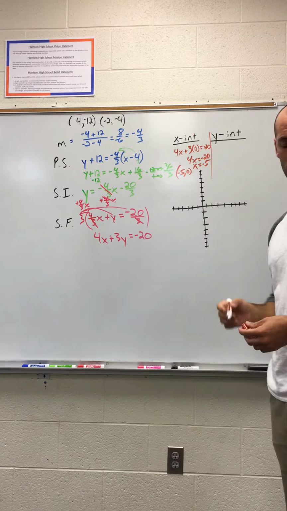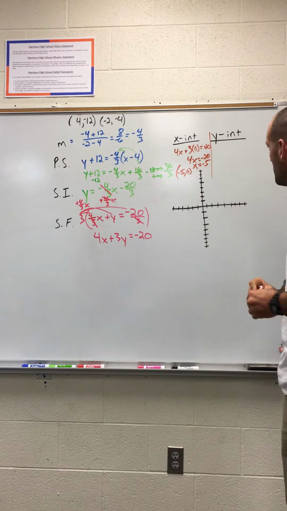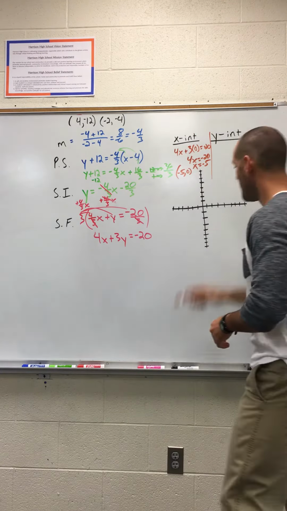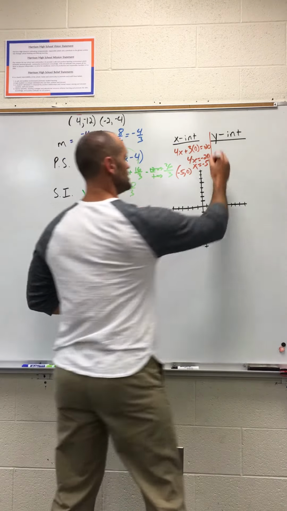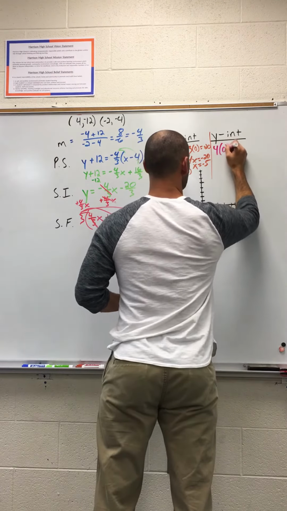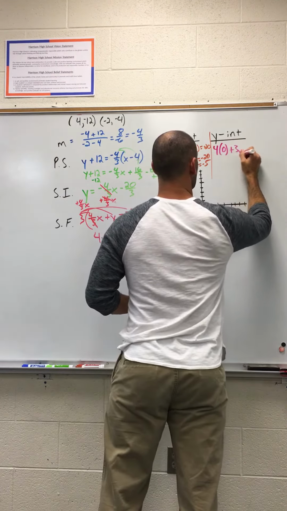I'm hoping you can see this handwriting and it's not terrible or too small. Y-intercept. We already stated for the y-intercept, the x value has to be 0. So I'm taking the same standard form equation, only this time I'm making the x 0. We're left with 3y equals negative 20.